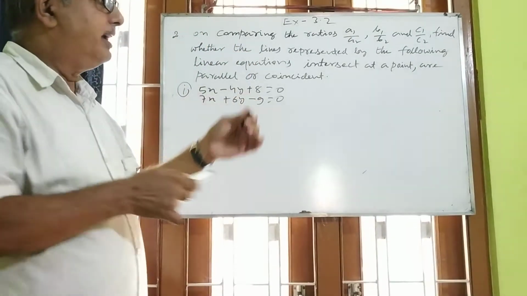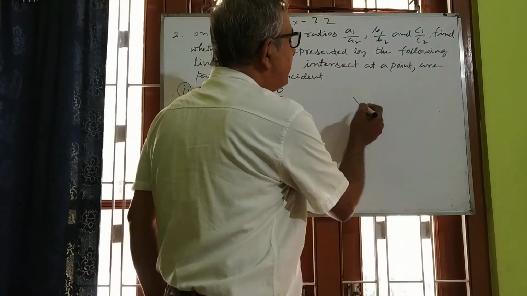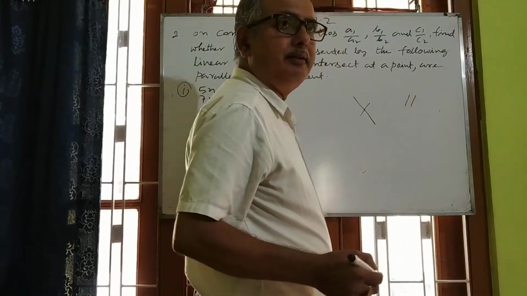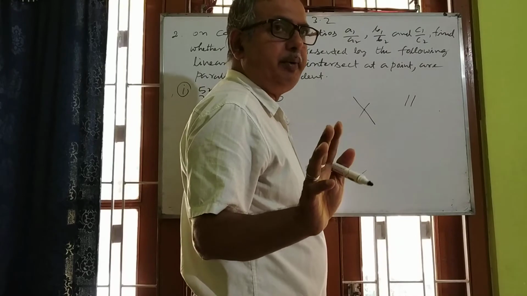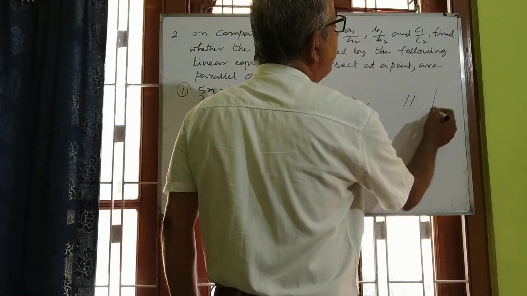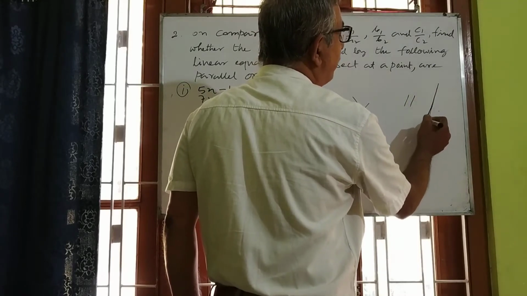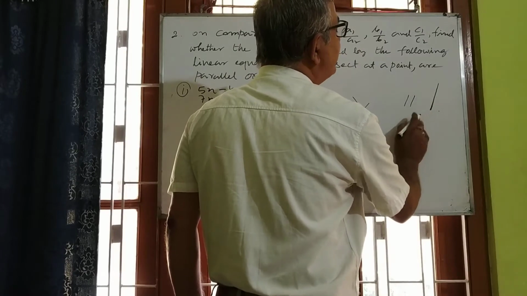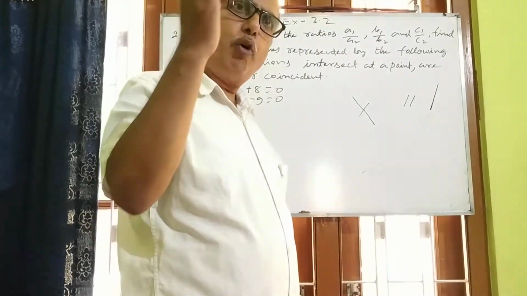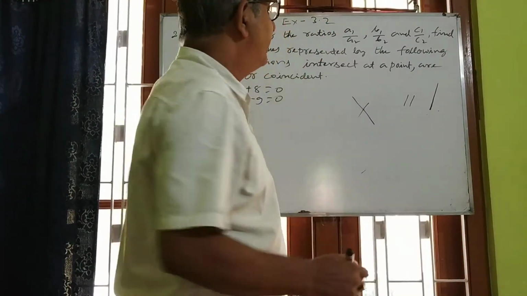Intersecting means what? Intersecting means the lines will intersect at a point, or the lines are parallel. Parallel means what? They will never intersect. Inconsistent. Or one line you are drawing, on the same line another line is also drawn. Means what? Coincident. If one line is falling on another line means what? Coincident. Clear?